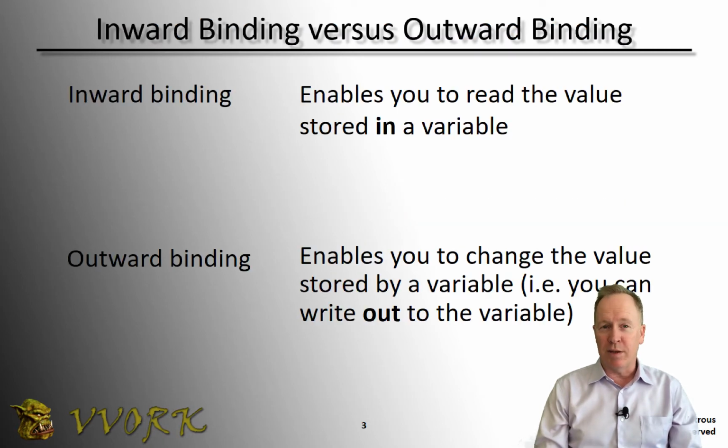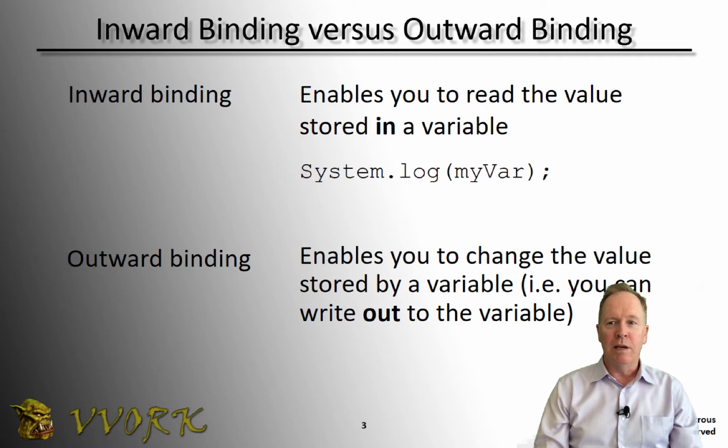Since you've seen that previous video, you'll recall that we talked about how in the world of Orchestrator, you can create inward bindings and outward bindings. Inward bindings enable you to read the value that's in a variable. In other words, you'll be able to do things like this JavaScript code, which is going to log a message. What's the message going to be? Well, it's whatever's in the myvar variable.